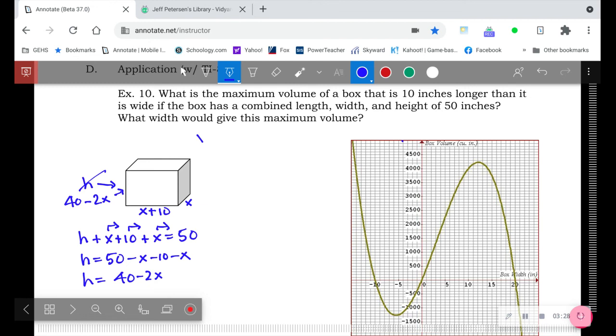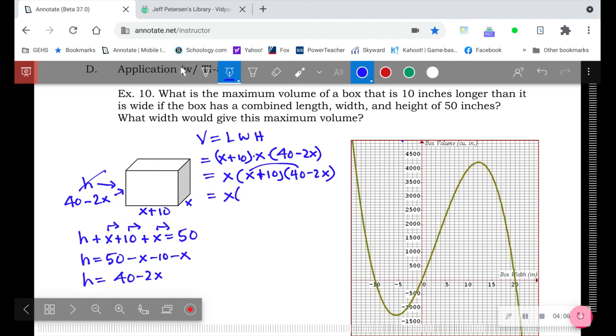So now I'm going to go volume is length times width times height, which in this problem is length of x plus 10 times the width of x times a height of 40 minus 2x. And a little bit of rearranging, and we can get this in standard form here in a minute. I'm going to put the x up front. And I'm going to FOIL out the backside.